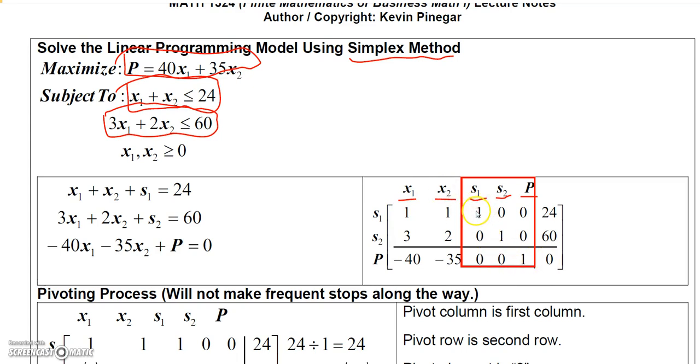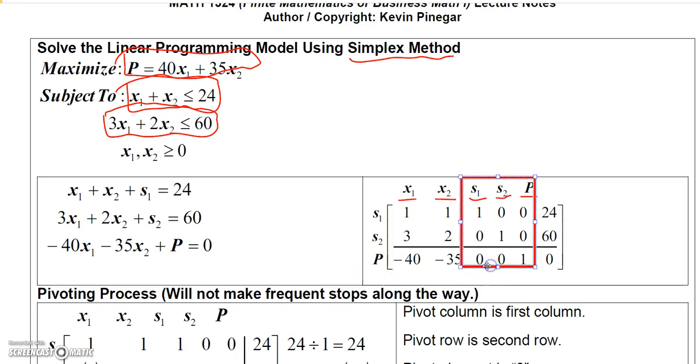Okay, now the reason I know that S1, I'll say this again, I said it earlier, the reason I know S1 is associated with row 1 is because the 1 in the 1, 0, 0 column is found in row 1. And then I know S2 is associated with row 2 because the 1 is found in the second row. And I know P is associated with row 3 because the 1 is found in the third row.